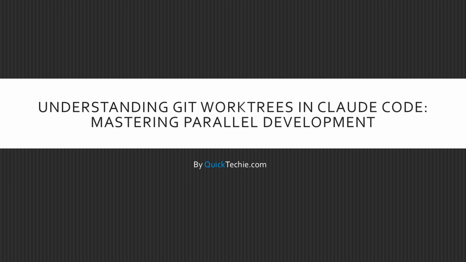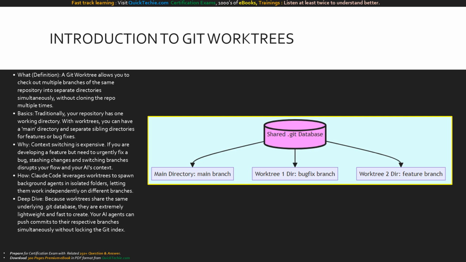Welcome, developers. Today, we're unlocking a massive productivity multiplier in Claude Code: Git Worktrees. We will learn how to run multiple AI coding agents in parallel, managing different versions of your code across isolated folders without ever needing to stash changes or switch branches. Let's get started. Let's start by defining what Git Worktrees actually are.